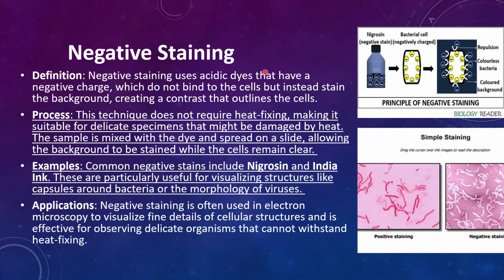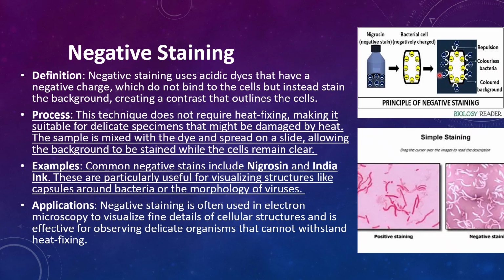Negative staining uses acidic dyes that have a negative charge, which do not bind to the cells but instead stain the background, creating a contrast that outlines the cell. This technique does not require heat fixing, making it suitable for delicate specimens that might be damaged by heat. The sample is mixed with a dye and spread on the slide, allowing the background to be stained while the cells remain clear. Yes. So the second type of staining is negative staining.